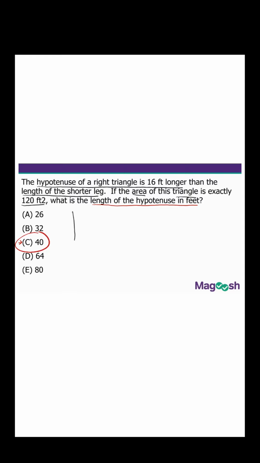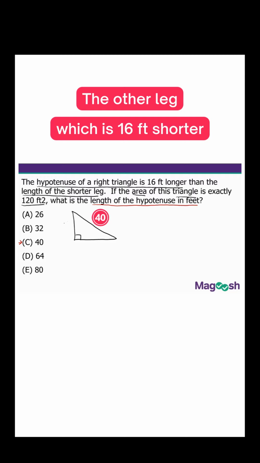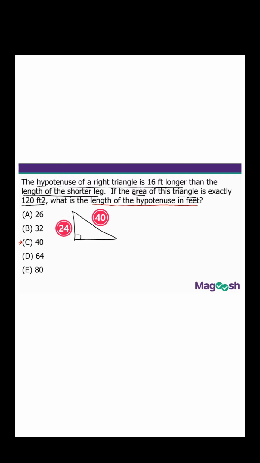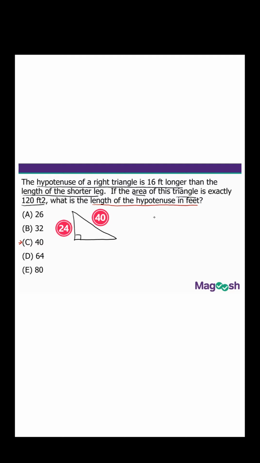So we have a right triangle, and we're saying that the hypotenuse of this right triangle is 40. That means that the other leg, which is 16 feet shorter, will be 24. Now we could throw 24 and 40 into the Pythagorean theorem, a squared plus b squared equals c squared, but remember, look for familiar relationships. So let's check out how 40 and 24 might help us avoid extra math. 40 is the result of 5 times 8, and 24 is the result of 3 times 8.